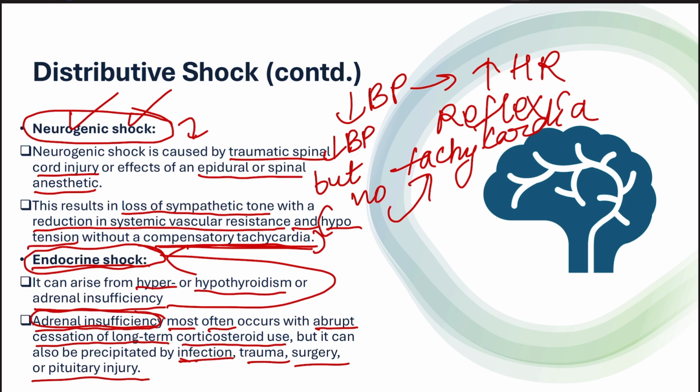So these are the four varieties of distributive shock, that is septic shock, then we have anaphylactic shock, then we have neurogenic shock, then we have endocrine shock.